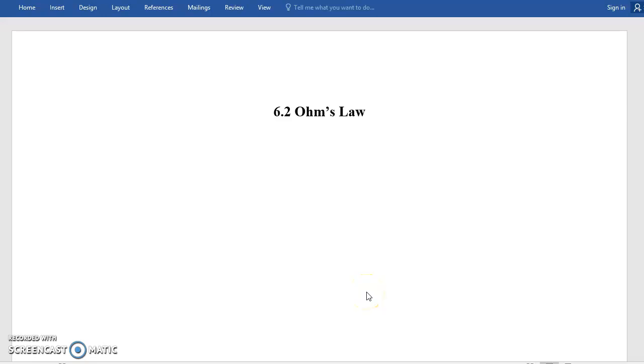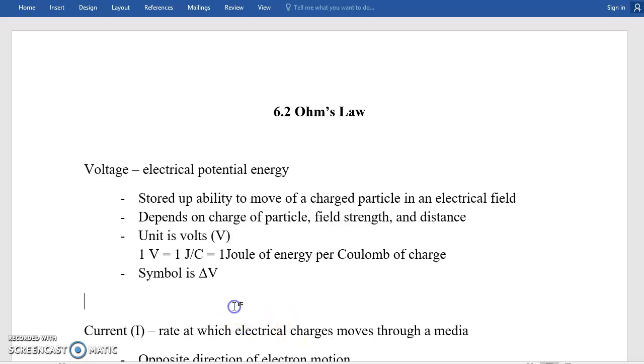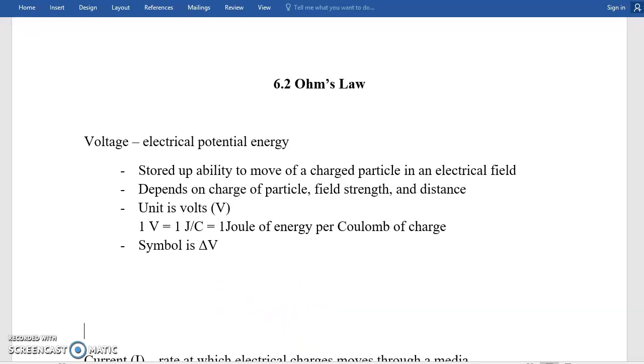Alright, physics kiddos. We've been introducing electricity in our previous day of notes, so now we're going to start talking about some of its most important characteristics, which are mathematically related to one another in Ohm's law. So this is 6.2 Ohm's law. There's three critical characteristics. The first is the voltage.